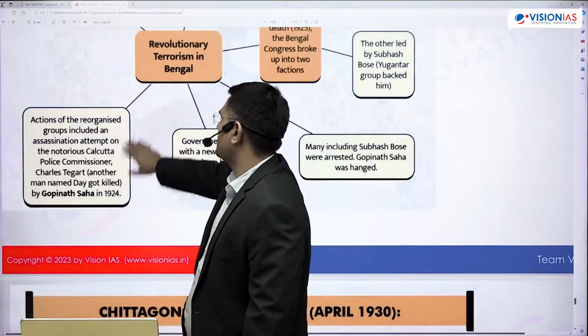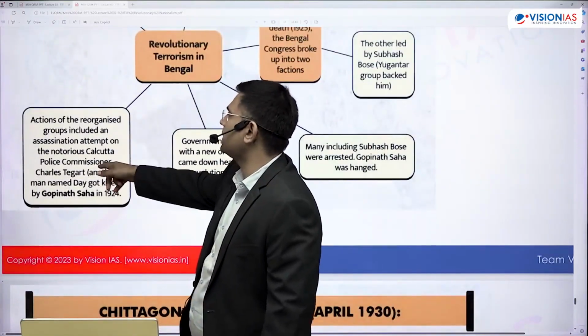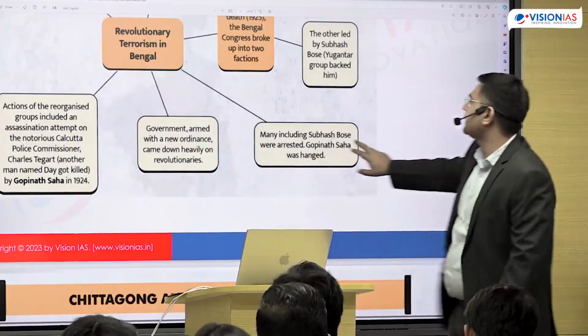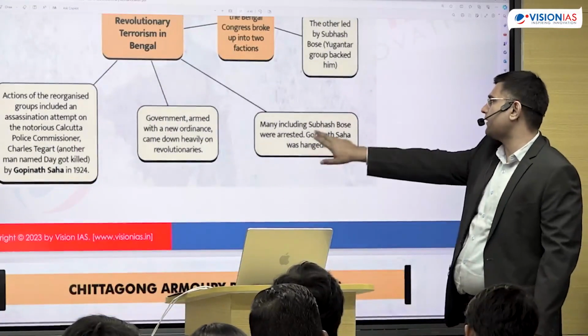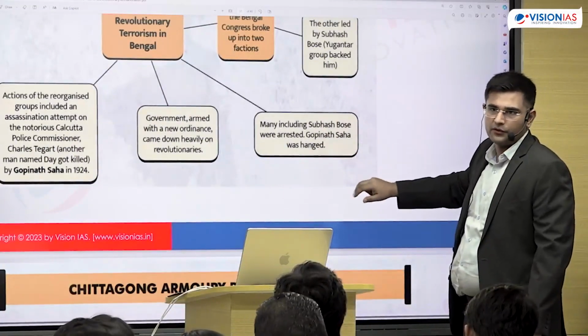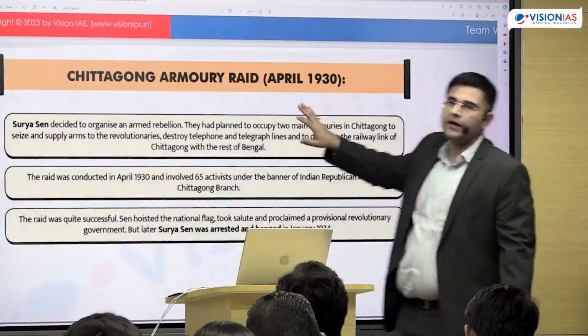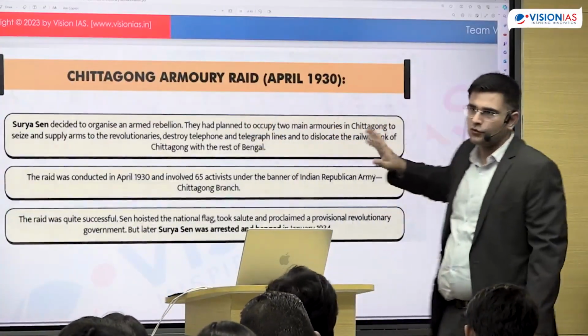Apart from that, Gopinath Saha tried to kill the Calcutta police commissioner. So that is one incident which is taking place. Then because of this particular case, many were arrested, including Netaji Subhash Chandra Bose. In fact, Netaji Subhash Chandra Bose spent most of the time in jails only. Chittagong Armory Raid, 1930-33, first group action, right?